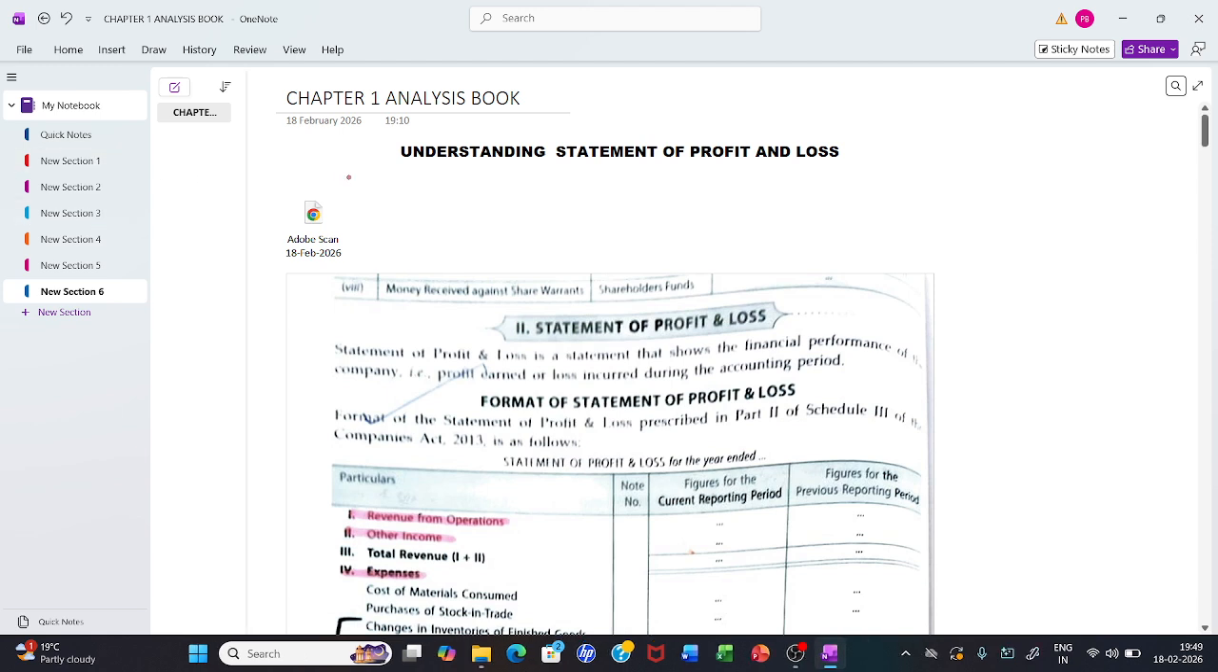Let's start understanding the statement of P&L. Chapter 1 of the analysis book, when we look at it, we have been used to learning basically the balance sheet format, head, subhead, which you very well know. But if you see the comparative chapter and otherwise also, it's very important for us to understand the statement of profit and loss also. It has a format, it has heads, subheads, which we need to understand well.